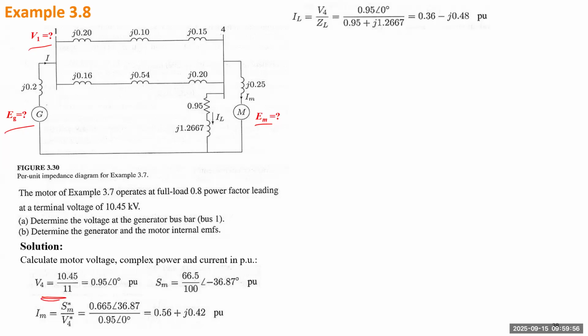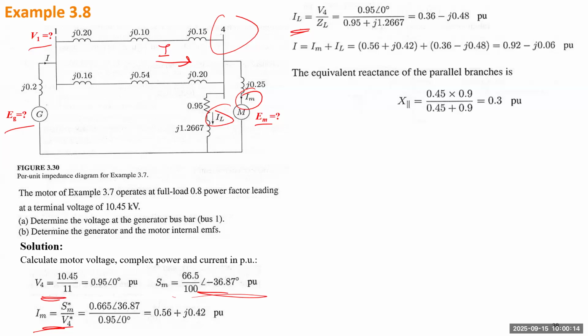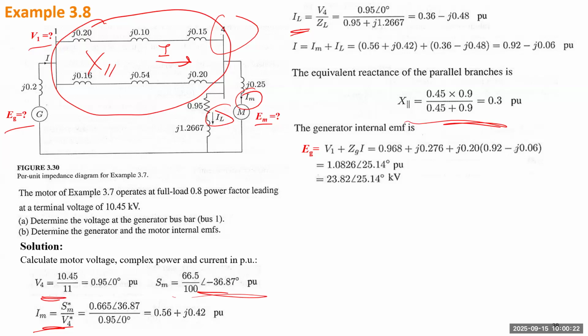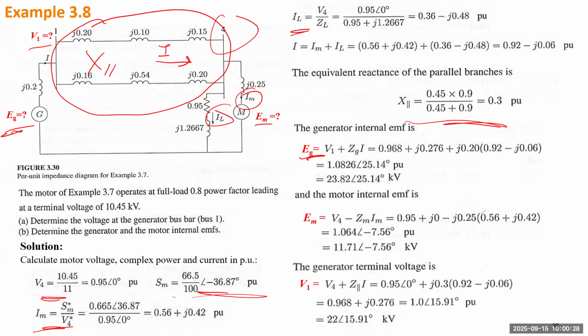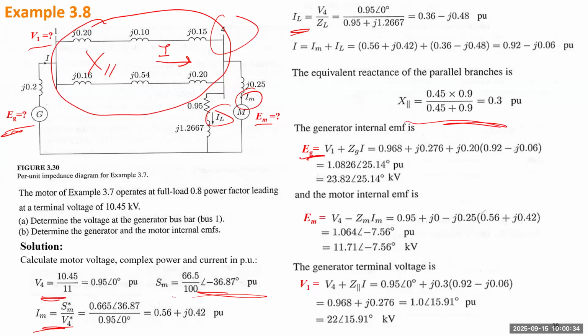It gave you the voltage at bus 4. That's what the example gave you. It also gave you the power, so you can calculate the current, and from this current you can calculate this other current, and then you can get the total current. It's pretty straightforward, like a circuit calculation. This step is just to calculate the total parallel impedance. Using that, you can calculate this voltage, the motor voltage, and the substation 1 voltage. I won't go into the details. You can easily understand those steps from the textbook.